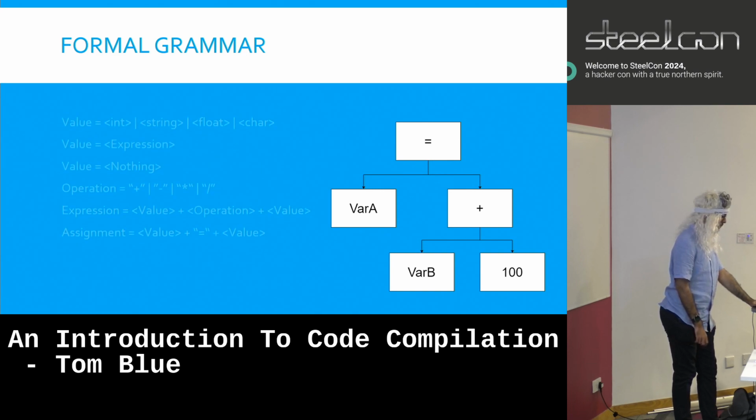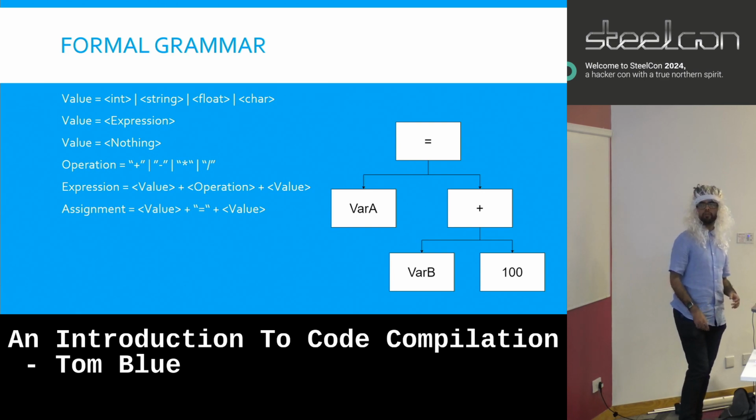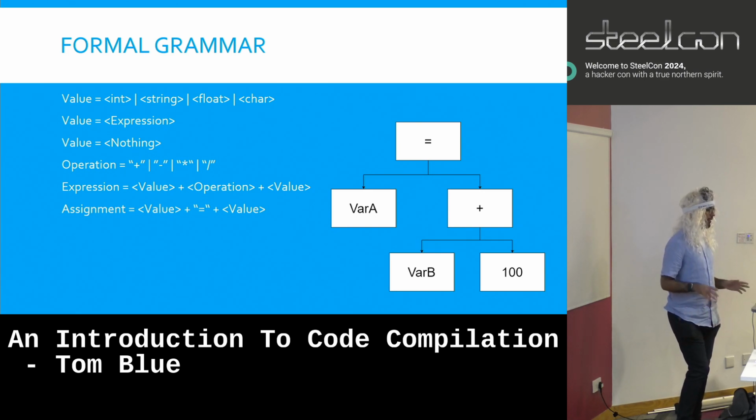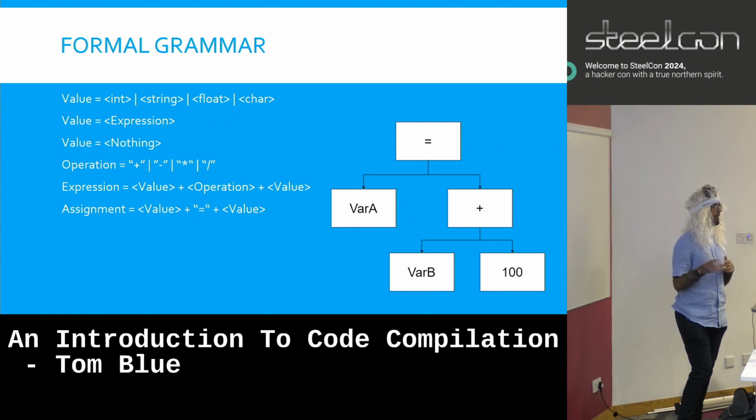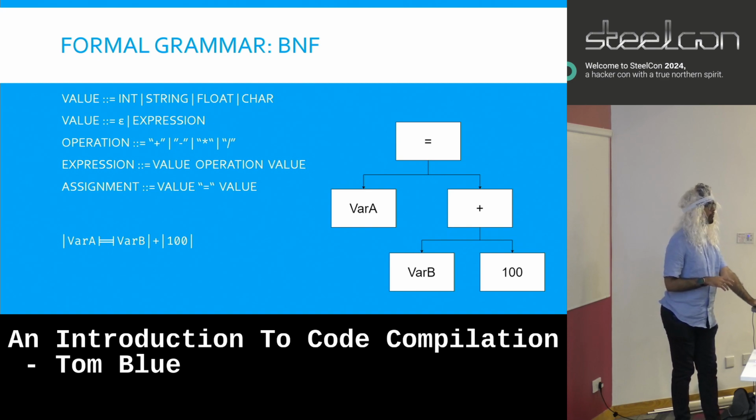But yeah, so a more general formal grammar we could create for this is this, where we have a value which could be any data type, a value which could be an expression, and a value could be nothing. And then we create a language which will allow for the generation of a syntax tree, but also be more general and allow other types of syntax trees. And yeah, formal grammars are typically represented in what's called BNF. And this is what it would look like in BNF.